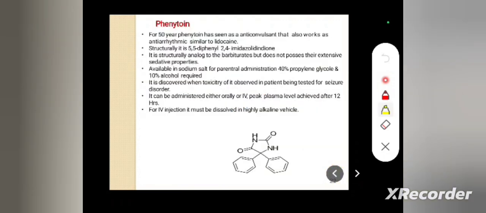So next drug of class 1b, phenytoin. For 50 years, phenytoin has been seen as an anticonvulsant that also works as an antiarrhythmic, similar to lidocaine. Structurally, phenytoin is a 2,4-imidazolidinedione derivative.